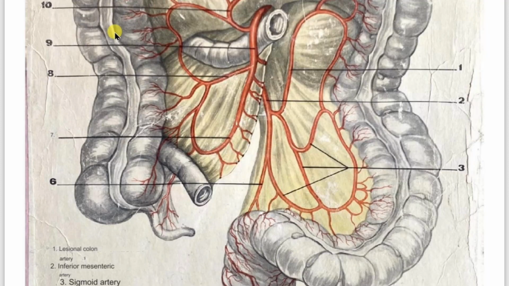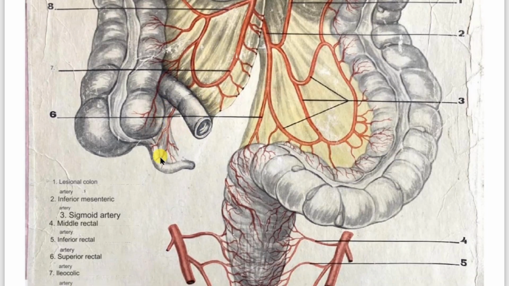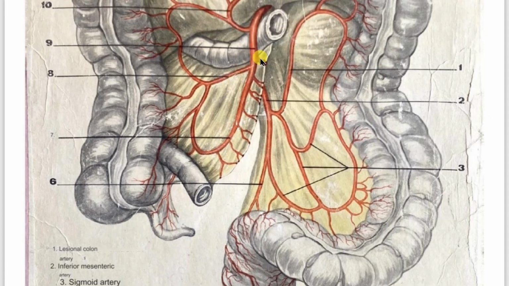Let's get back to this poster again, and here you can see this artery. This is the appendicular artery. It is the branch of the ileocolic artery, which is the branch of the superior mesenteric artery. So what does the appendicular artery supply? The appendicular artery supplies blood to the vermiform appendix, so that's why it's called the appendicular artery.